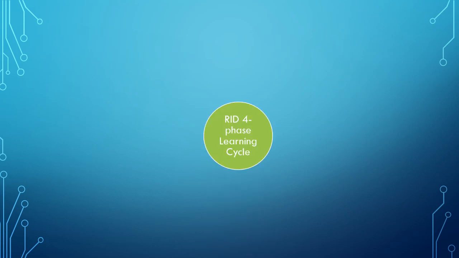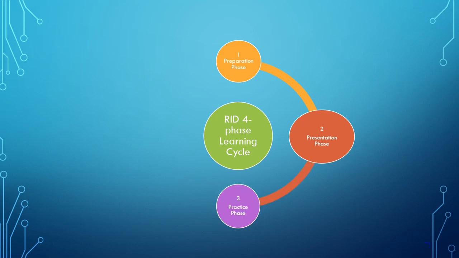The RID model is built on 4 phases of the human learning process. Phase 1 is preparation, which includes the sparking of interest to the learner. Phase 2 is presentation, where learners will encounter new knowledge and skills. Phase 3 is where learners will begin to practice their skills. And Phase 4 is where learners will apply the new knowledge they have learned.